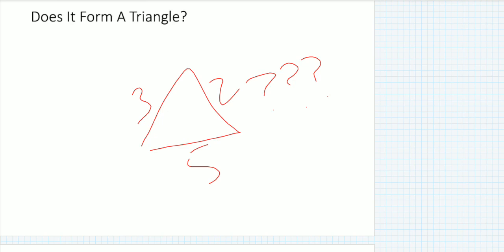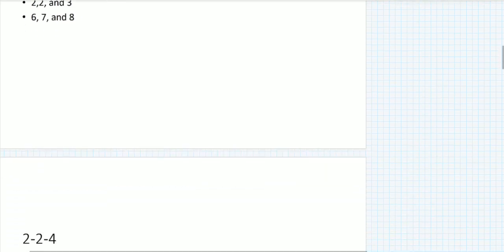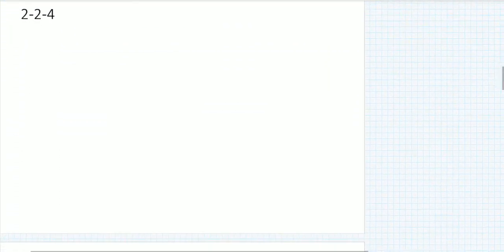Okay, so let's go ahead, and these are the side lengths that I'm going to try and do the lesson with. I chose the numbers very specifically. Some of you, using intuition, can figure out yes or no fairly easily, like for instance the 5, 8, 20. But maybe other ones are sort of up in the air. You're just not sure, or you can't really explain why. So the first one I'm going to do is the 2, 2, 4.